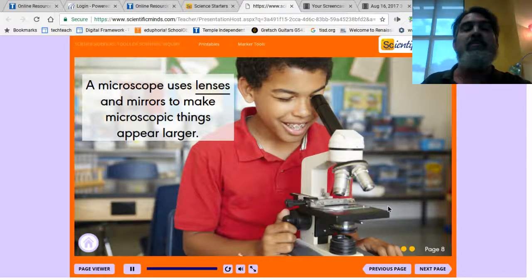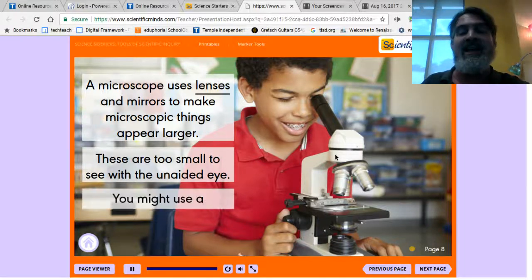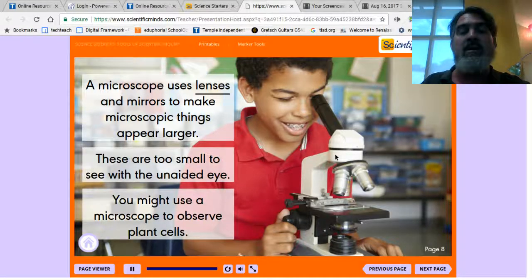Okay, a microscope uses lenses and mirrors to make microscopic things appear larger. These are too small to see with the unaided eye. You might use a microscope to observe plant cells. And remember, a microscope refracts light.